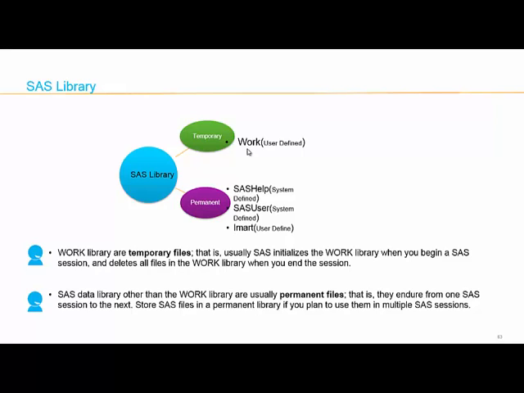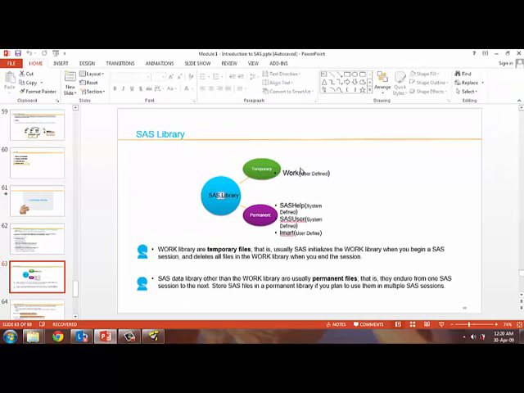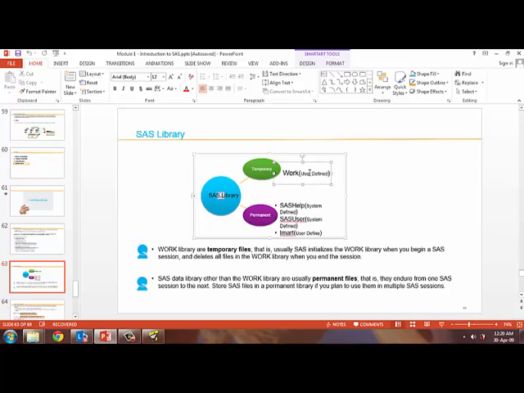Whereas the tables and objects present in libraries such as SASHELP, SASUSER or imart are permanent SAS libraries. Once you create a dataset in these libraries, it will be accessible unless a user deletes it manually. SASHELP and SASUSER are system defined libraries, which means these libraries are created by the system itself, whereas imart is my user defined library, and Work is also a system defined library.